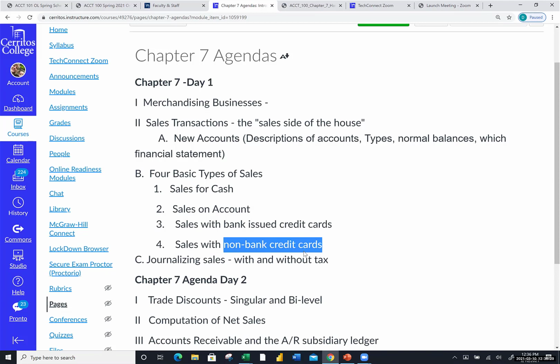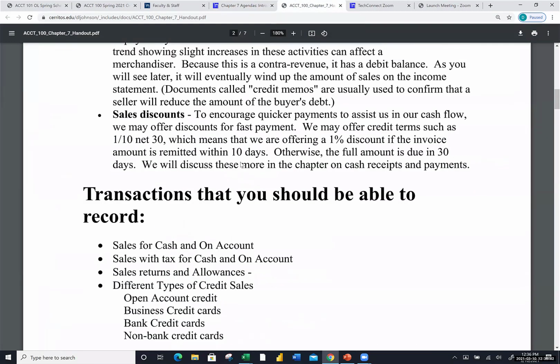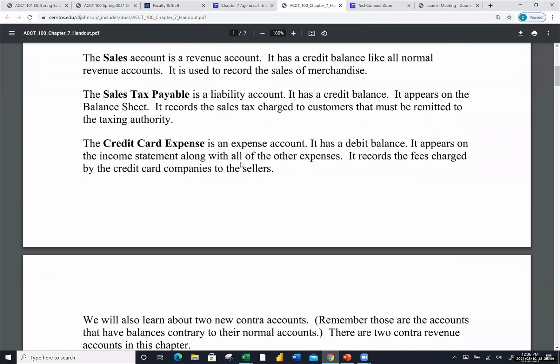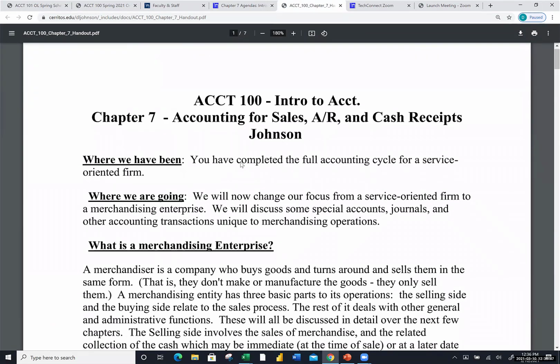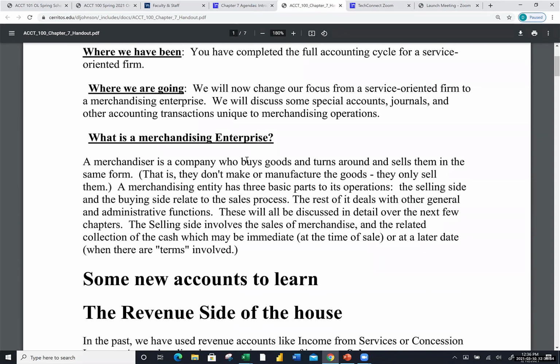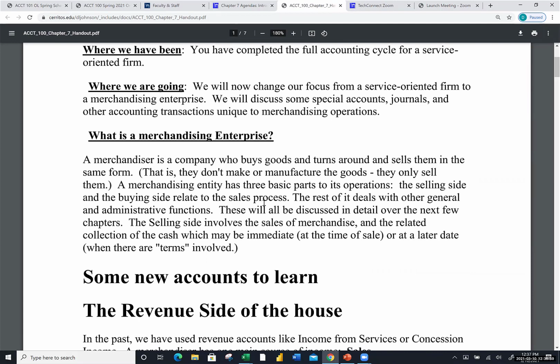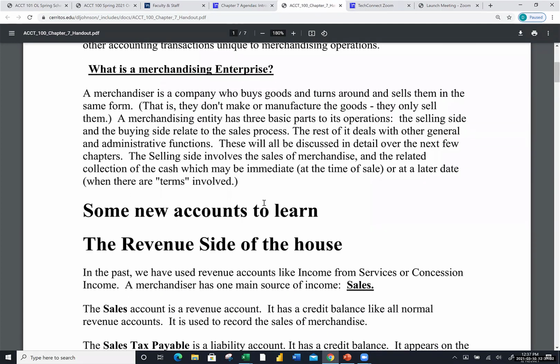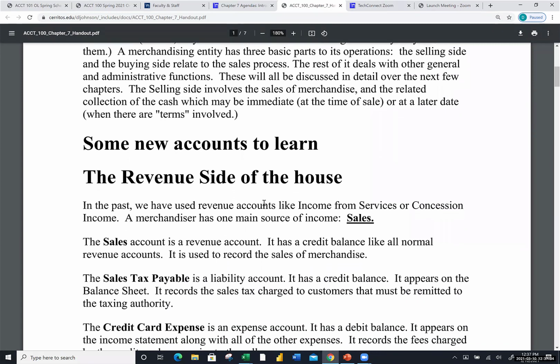And because we live in a state that has a very substantial sales tax, we'll also be taking a look at transactions that involve sales tax. So that's where we're headed. Let's grab the handout for today. And again, your author has split this into the selling side of the house and the buying side of the house. So what is a merchandising enterprise? We already mentioned that. It's somebody that buys goods and turns around and sells them in the same form. And so because we're changing our focus, there's some brand new accounts.